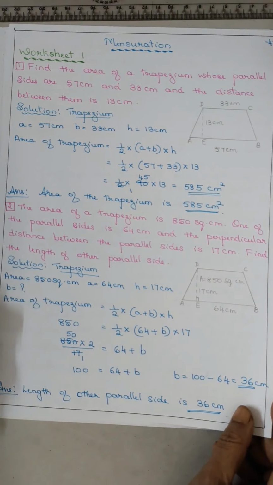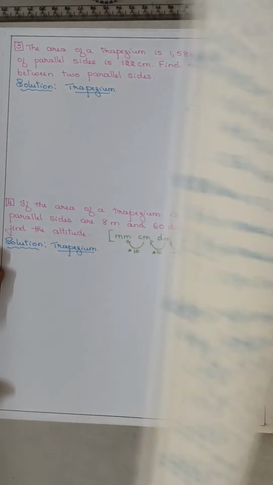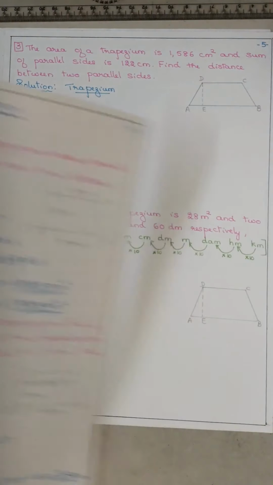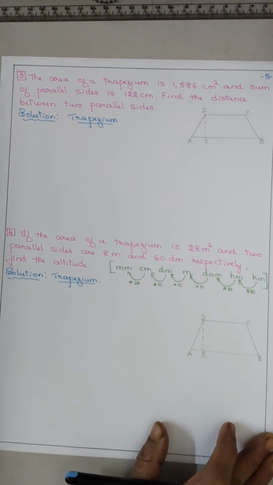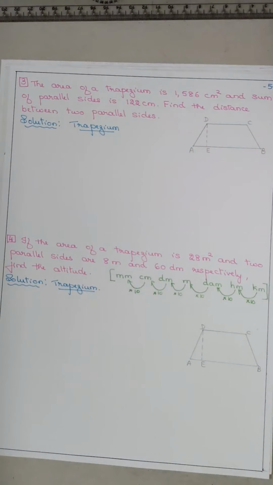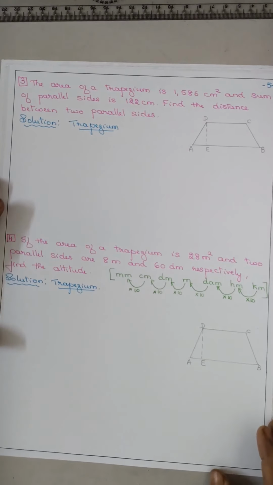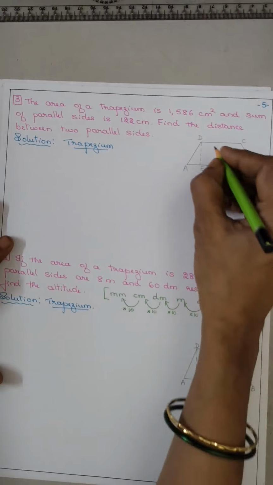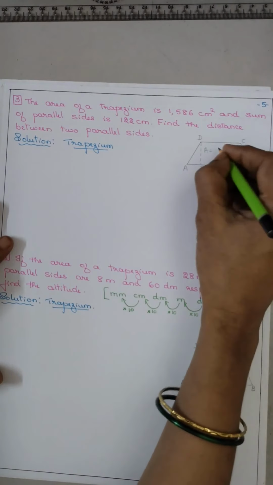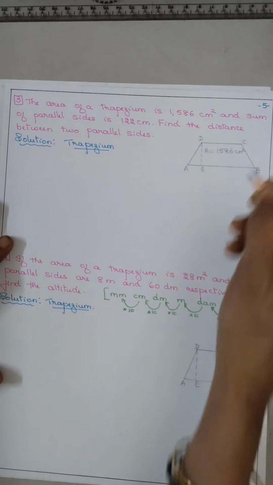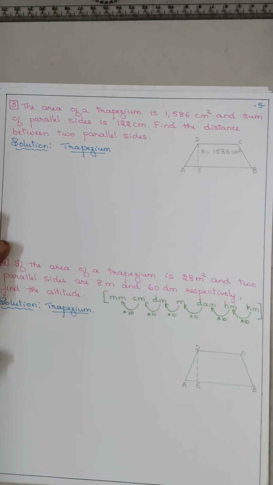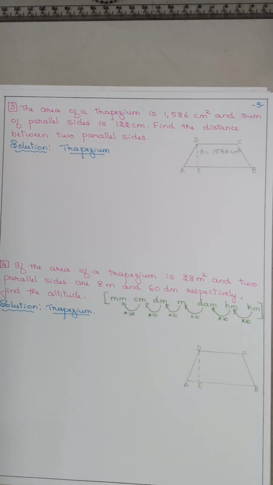Directly area, here one of the parallel sides. Now coming to the third sum. It is area of the trapezium is given. Area of the trapezium is 1586 centimeter square. Sum of the parallel sides is given. Now individually A and B are not given.